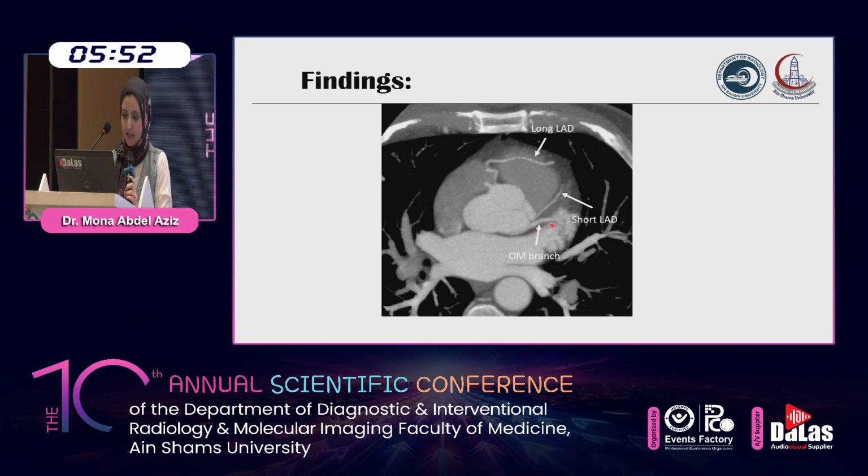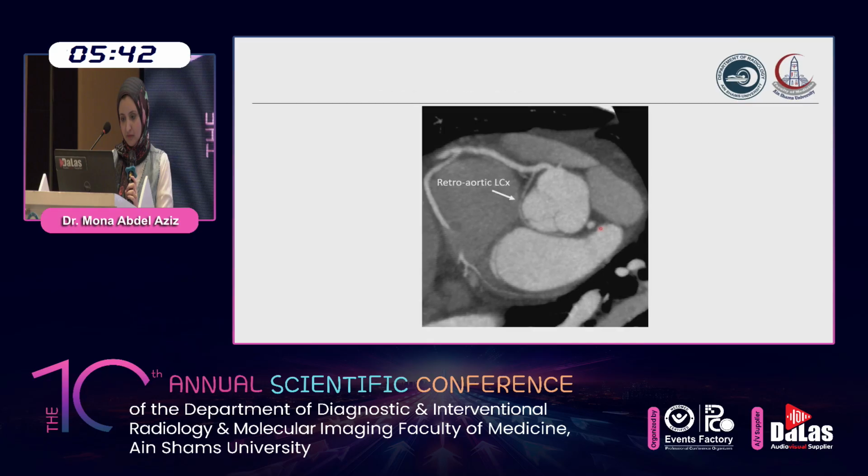The other vessel is the OM branch, which is seen arising from the left main to supply the left side of the left ventricular wall. There is also a small vessel seen arising from the RCA, which has an anomalous origin and an anomalous course, a retroaortic course, to reach its site at the left atrioventricular groove. So we call it the LCX, but it has a retroaortic course: retroaortic LCX.